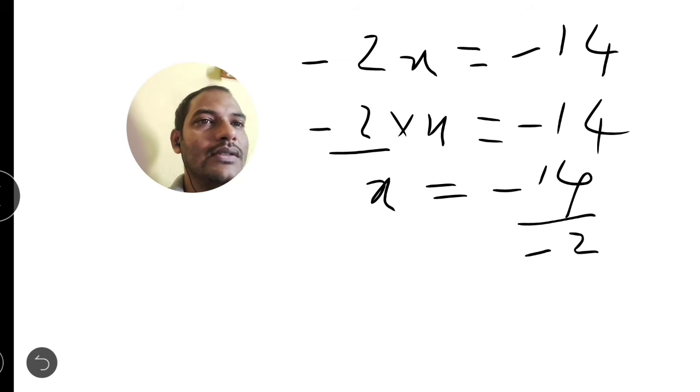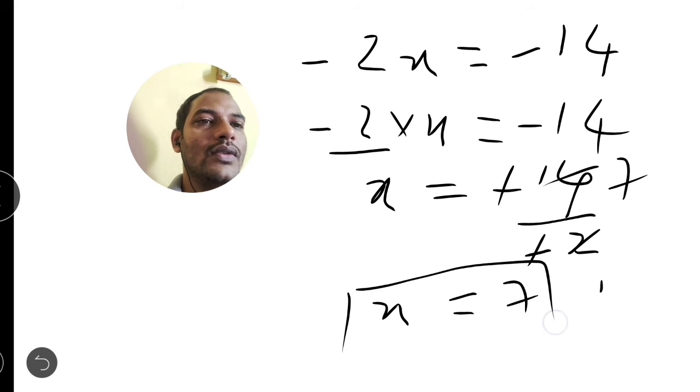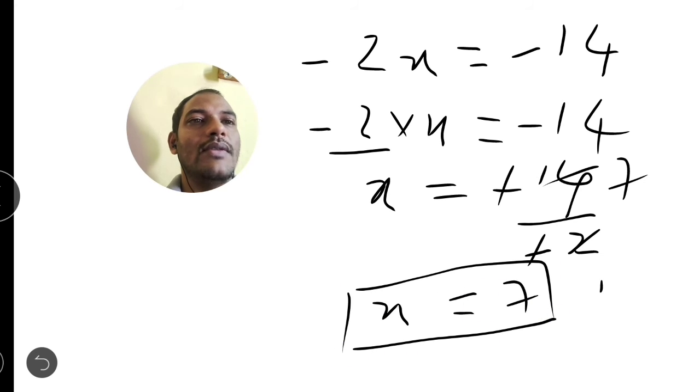Symbols will not change because it is multiplying. So here minus minus cancel, 2 ones are 2, 2 sevens are 14. So x equals 7. So the x value is 7.